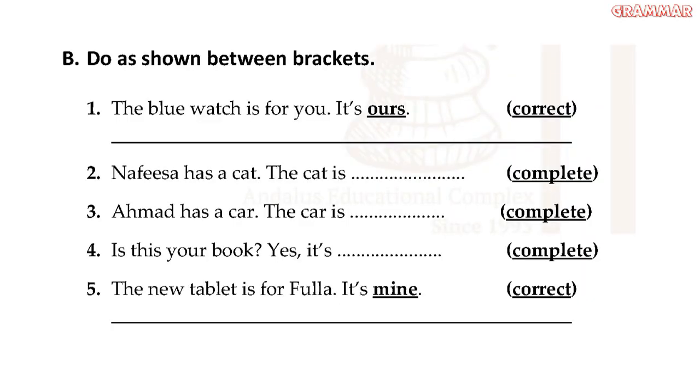Do as shown between brackets and correct the mistakes or complete. Number one, the blue watch is for you. It's not ours. If it's you, so it's yours. Nafisa has a cat. The cat is, Nafisa is a girl, so the cat is hers. Ahmed has a car, so the car is, Ahmed is a boy, the car is his. Is this your book? Yes, it's mine. Five, the new tablet is for Fulla. It's mine. No, it's not mine. It's for Fulla. So it's hers.